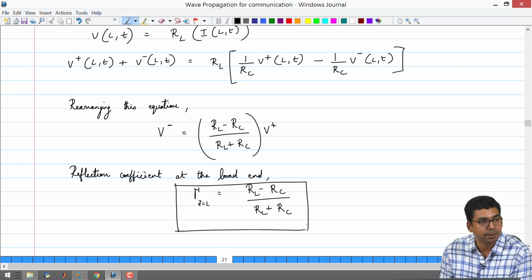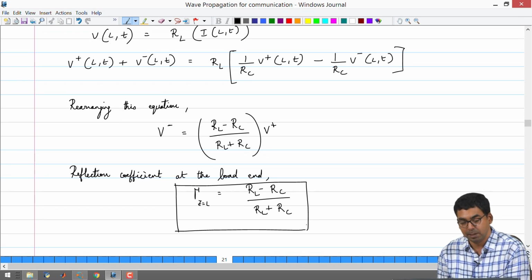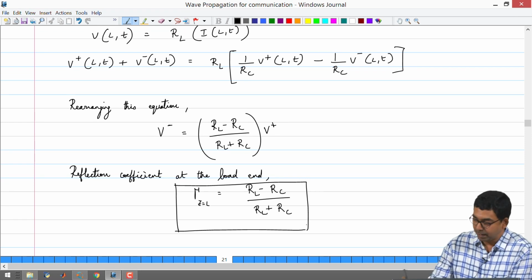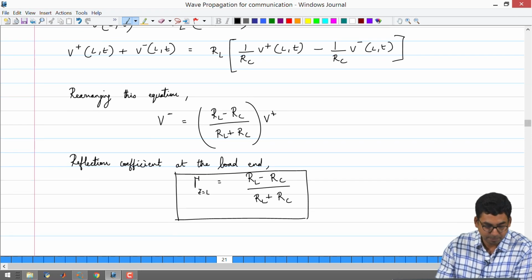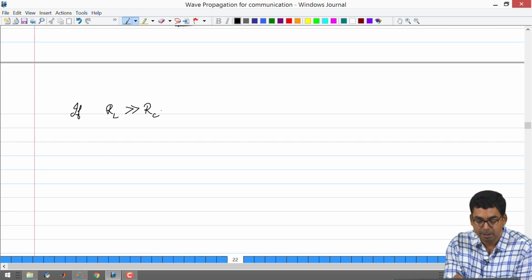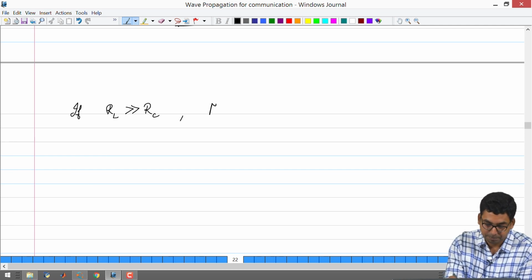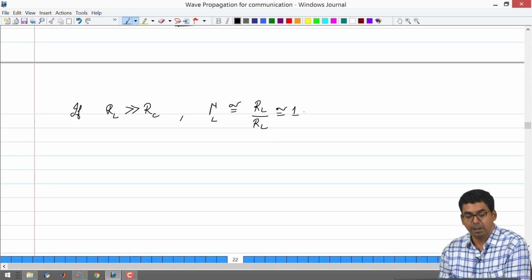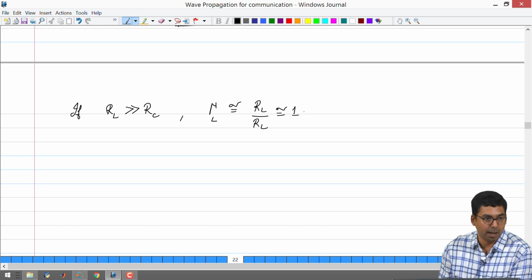There are a number of things that can be interpreted from this. First of all, the numerator has a negative sign between two terms. So, there is a good chance that gamma can be positive, gamma can be negative, or gamma can be 0. So, we will write down these three conditions. If RL is much greater than the characteristic resistance, your reflection coefficient is going to be equal to 1.